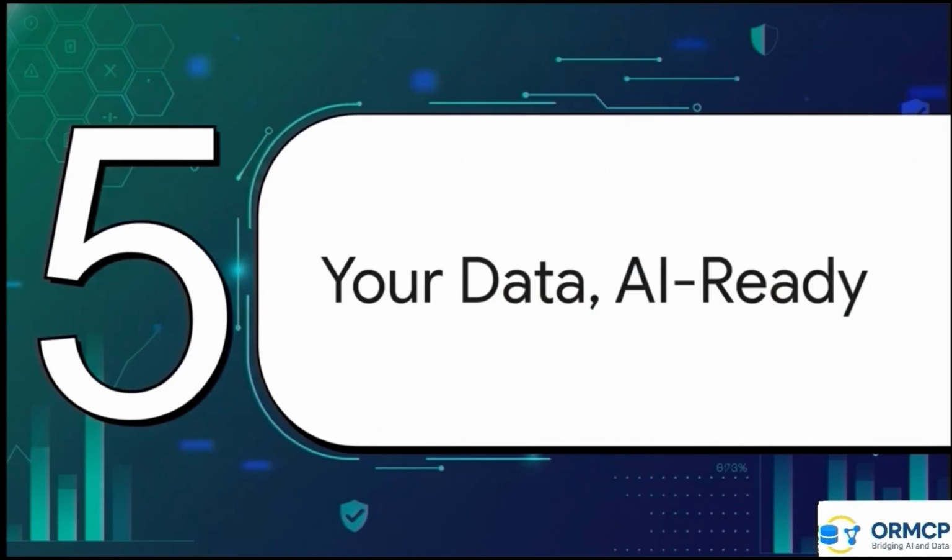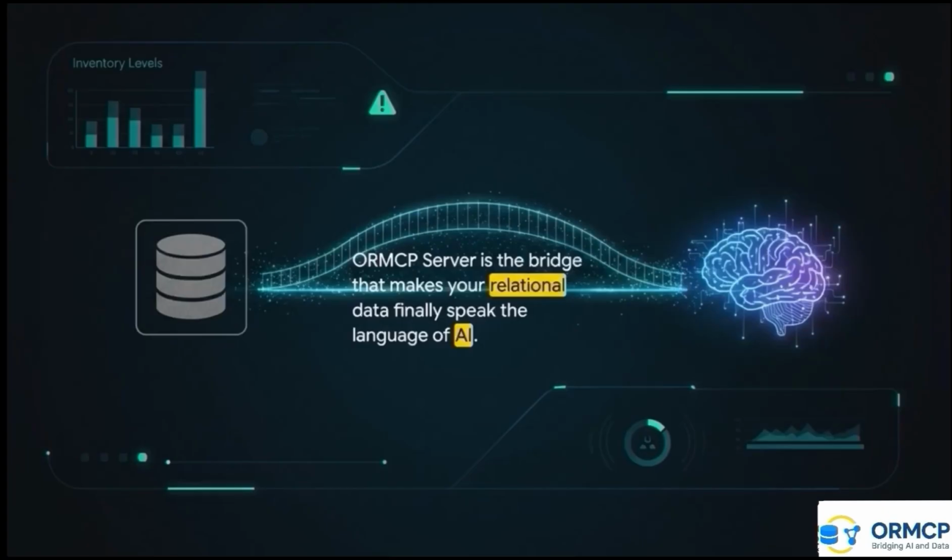So when you step back and look at all this, what's the big picture? It's that ORMCP is way more than just another tool. It's a fundamental shift in how we think about getting our data ready for the AI revolution. For decades, our most valuable asset, our data, has been locked up in these relational databases, basically inaccessible to modern intelligent systems. Our MCP server is the key. It's the bridge that finally connects that legacy of data to the future of AI. It's what lets you finally unlock all that potential.